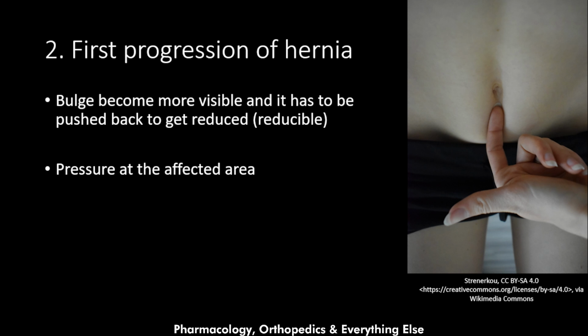Now we already mentioned that the first symptom of hernia is that there is a bulge, and it only comes when the person contracts their abdomen. Now the first progression of this symptom is that this bulge becomes more visible, and it has to be pushed back to get reduced. So this time the bulge becomes more visible, and to be reduced, the person has to push it back into place. And the person feels pressure at the affected area. So here is an example of a person pushing their bulging hernia back to its place.